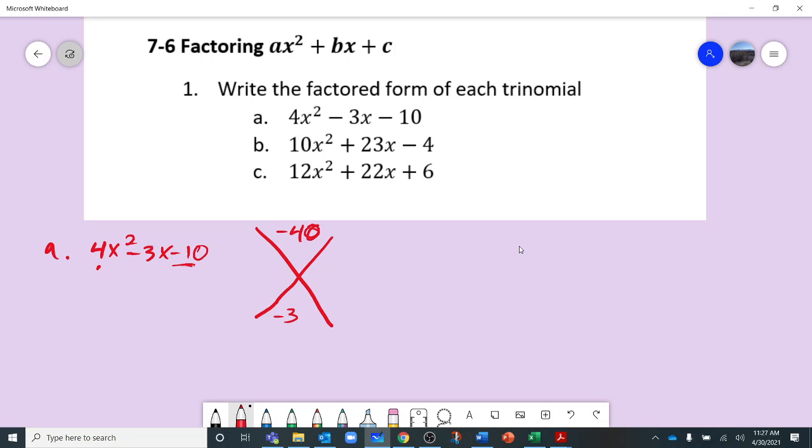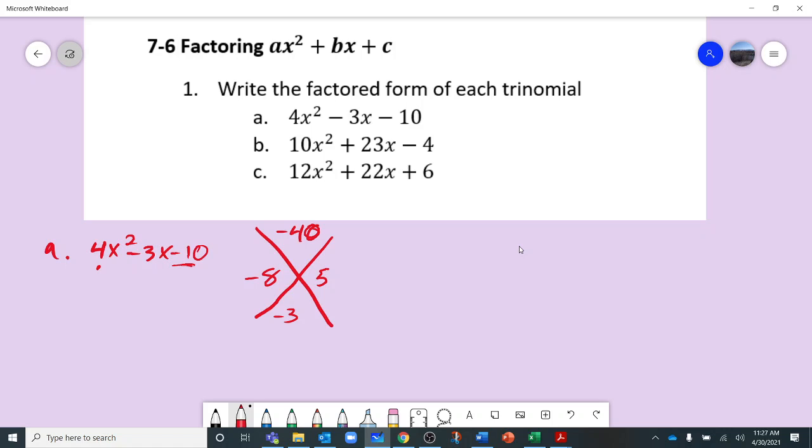4 times 10 is 40, so I'm just going to look at factors of 40. We've got 4 times 10. That's not very likely. We've got 5 and 8. 5 and 8 have a difference of 3, and it needs to be negative. So let's do 5 and 8. Okay, so negative 8 and a positive 5. Negative 8 plus 5 is negative 3. Negative 8 times 5 is negative 40.